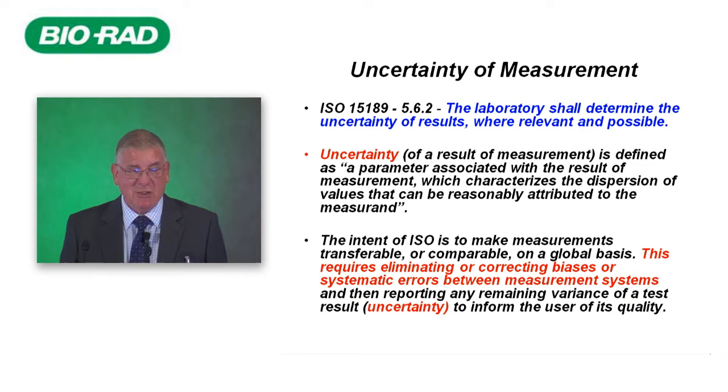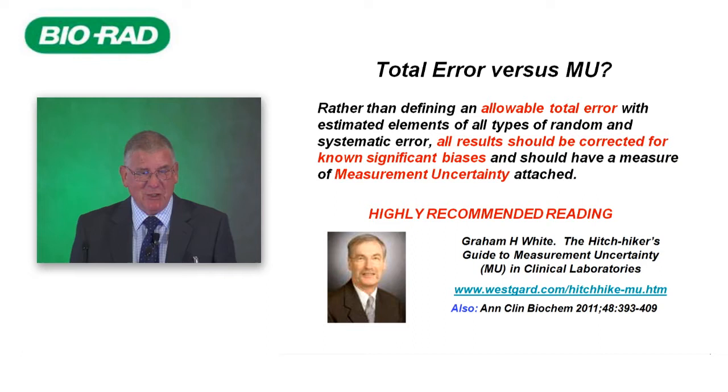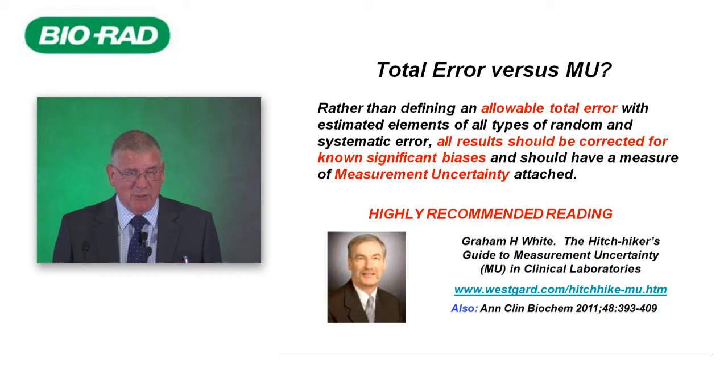Our remit was total error versus measurement uncertainty, but I think that rather than defining an allowable total error with estimated elements of all types of random and systematic error, in my opinion, where possible, all results should be corrected for known biases and should have an estimate of measurement uncertainty attached.